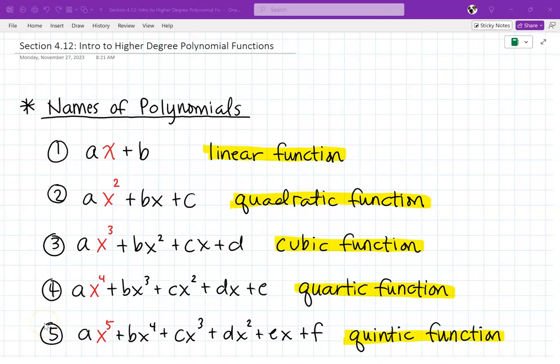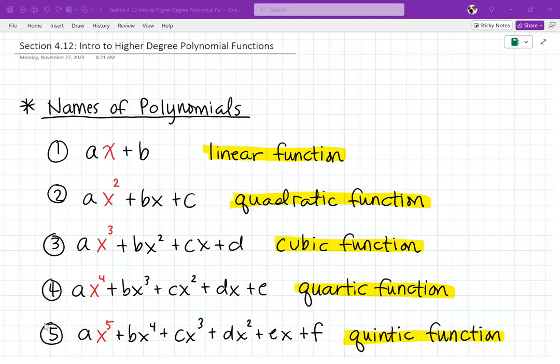All right, so today we're doing section 412, the introduction to higher degree polynomial functions. We've been doing polynomial functions already. We've done linear functions, which you can see in number one. That's the y equals mx plus b type of look. Okay, so lines. We've graphed lines already.